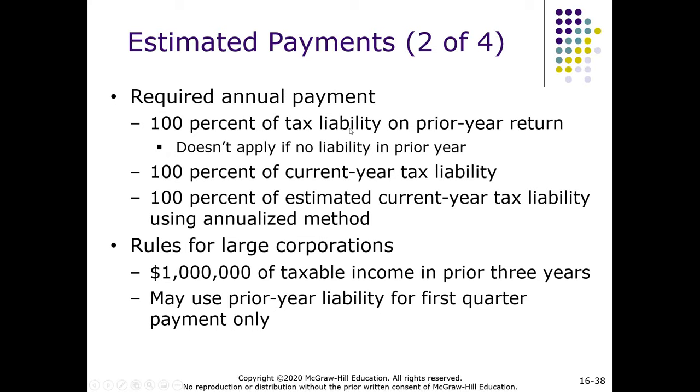So required annual tax payment, 100% of tax liability on the prior year return. So what ends up happening? Say, for example, you have a corporation that in 2018 had $250,000 of tax liability. So you have $250,000 of tax liability divided by 4. That means you had quarterly tax payments due of $62,500. So you make your first quarterly tax payment of $62,500, and then you get to June, and you realize, wait a minute, our business is not going to do as well as we thought it would.